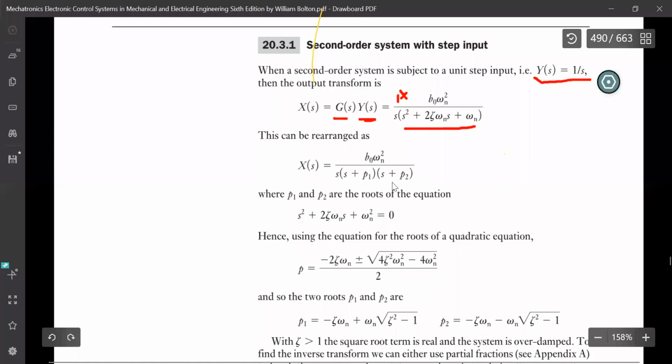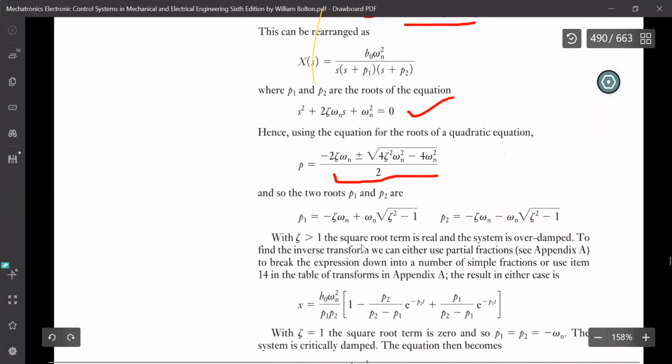A quadratic equation has two roots. So p1, p2 are the two roots of the equation s square plus 2 zeta omega n s plus omega n square. You can solve it further to get the values of the roots. By solving this quadratic equation, you get these roots, and finally you get the values for p1 and p2.